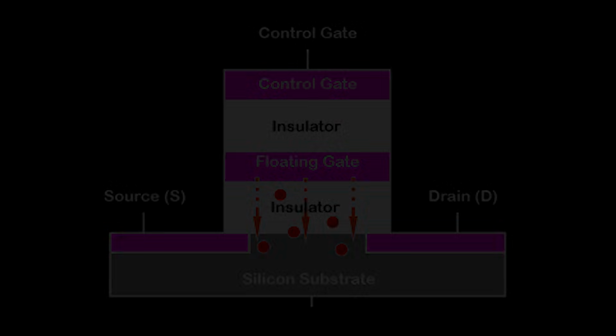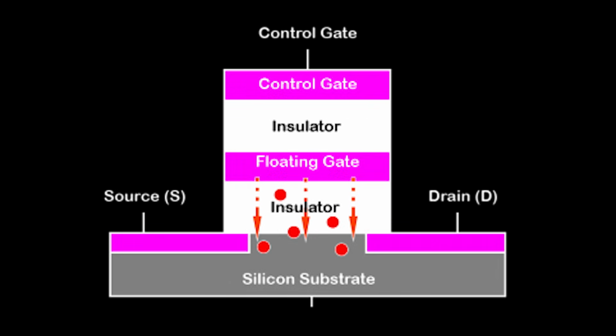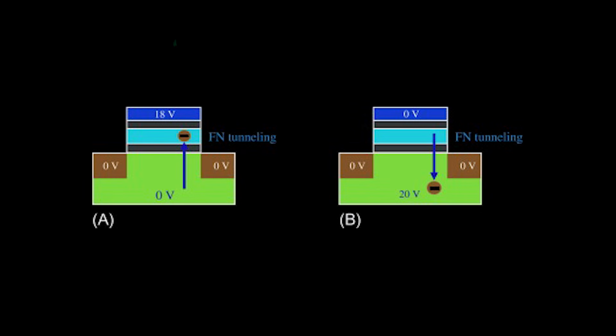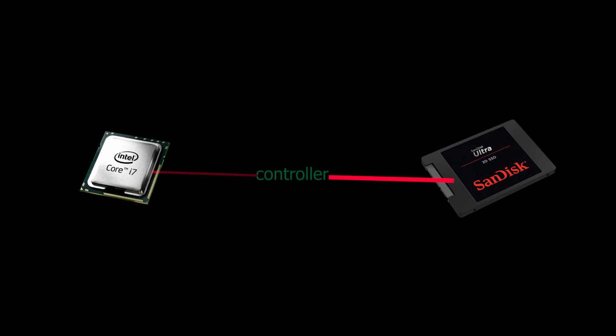Now, the SSDs store data in one kind of transistor and need to sense voltage to read data. To write data, we need to perform some sort of quantum tunneling. And all of these can't be done directly by the CPU and need a controller.